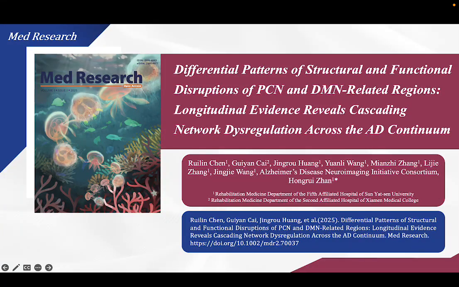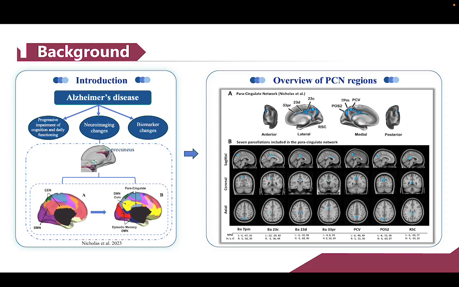Hello everyone. Today, we will use longitudinal evidence to elucidate the distinct patterns of structural and functional impairments in PCN and DMN-related regions, aiming to reveal the cascade of network dysregulation across the AD continuum. The findings of this study have been published in the journal Med Research. Now, let us formally proceed to today's main topic.